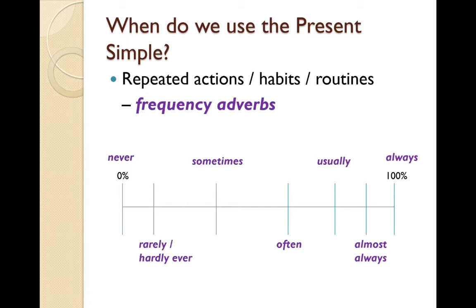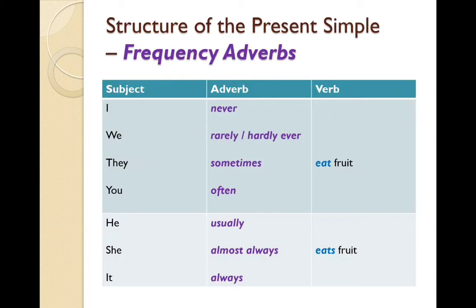Let's look at some examples. First of all, the structure. The adverb goes before the main verb. I never eat fruit. We rarely eat fruit. They sometimes eat fruit. You often eat fruit. He usually eats fruit. She almost always eats fruit. It always eats fruit.